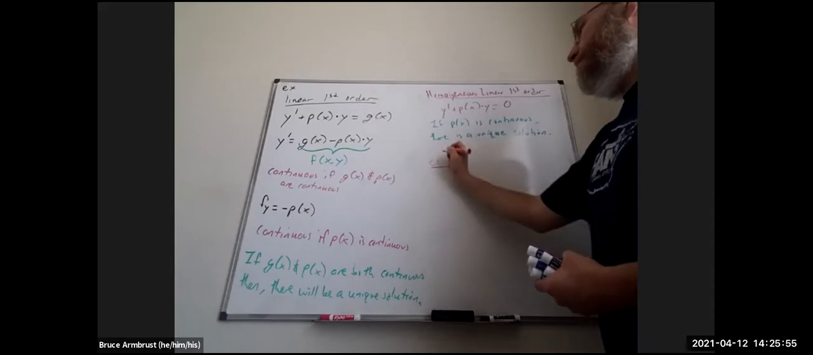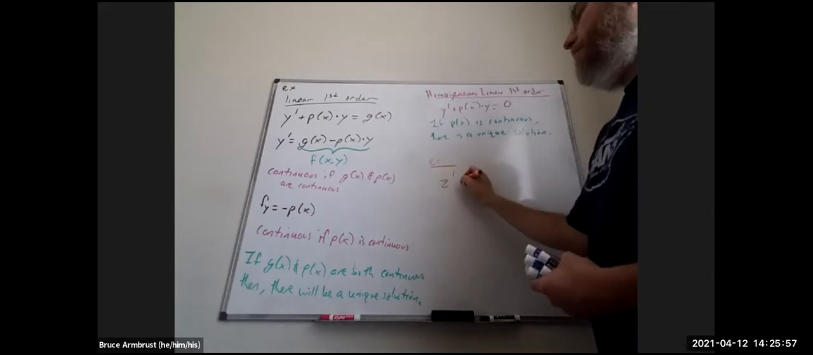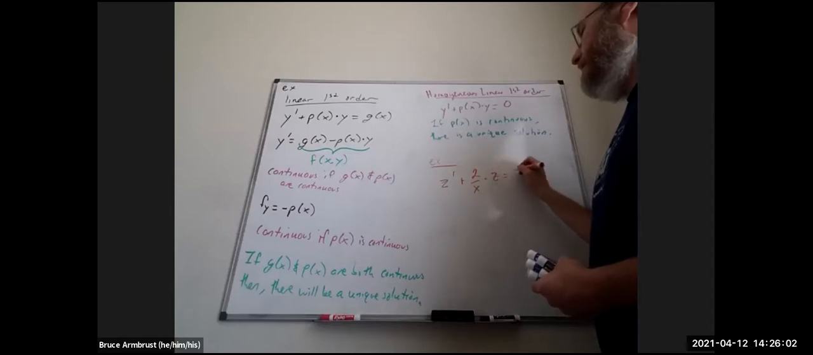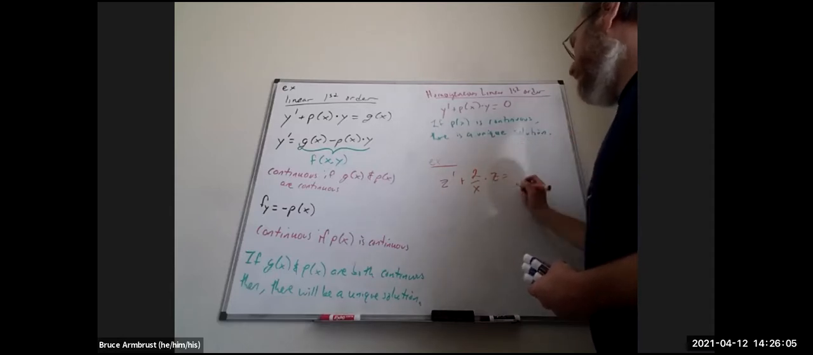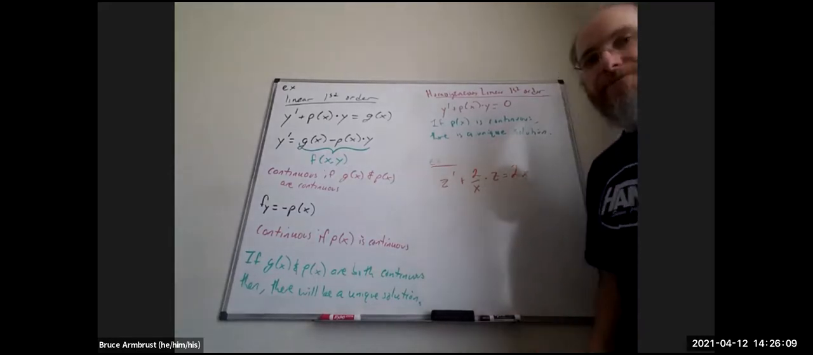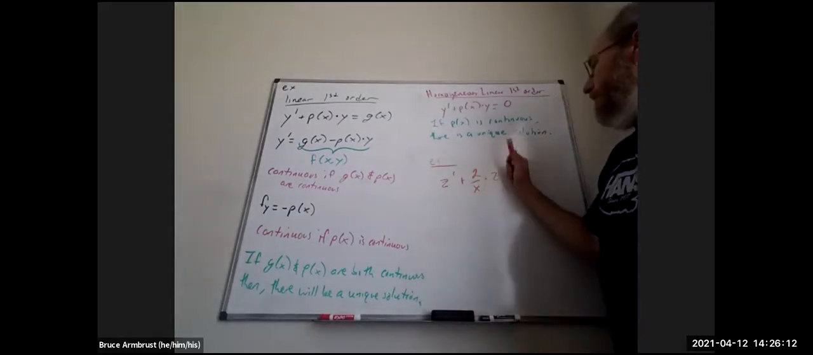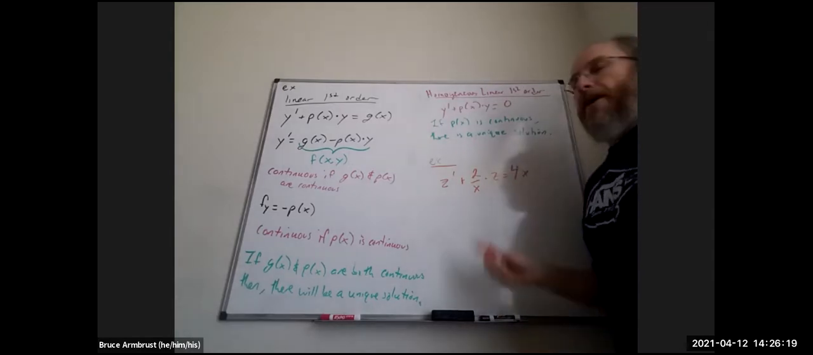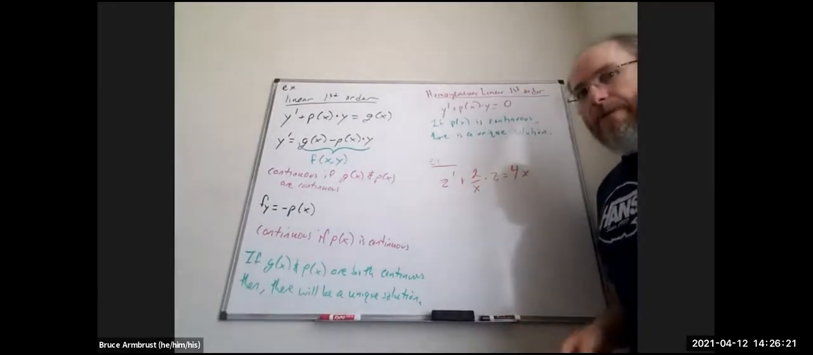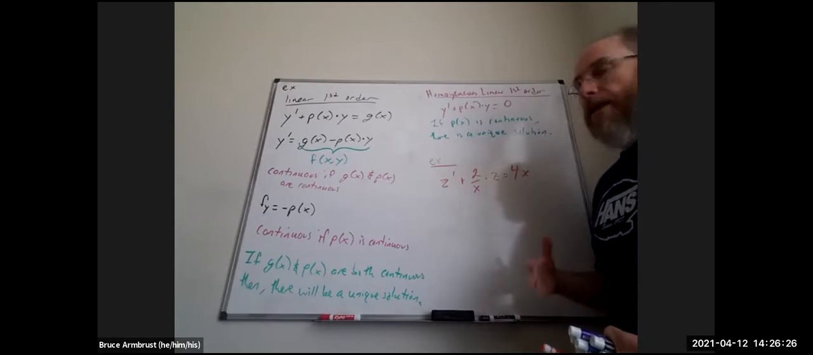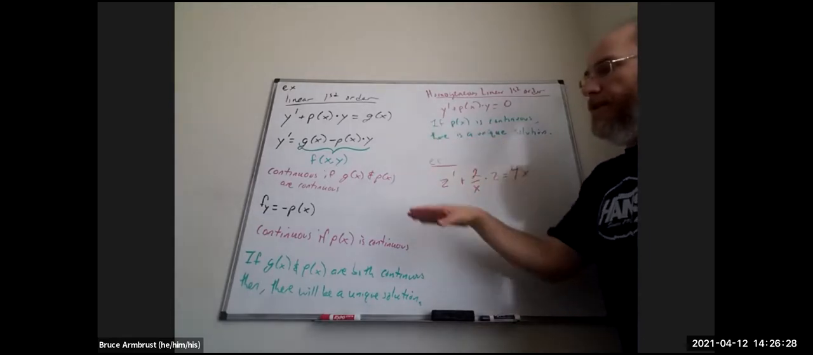It was like z prime plus 2 over x times z equals, let's just say it was 2x. No, 4x. It was 4x. All right, so you remember this guy? So instead of z's, think of it as y's. But let's look at this from the context of solution.